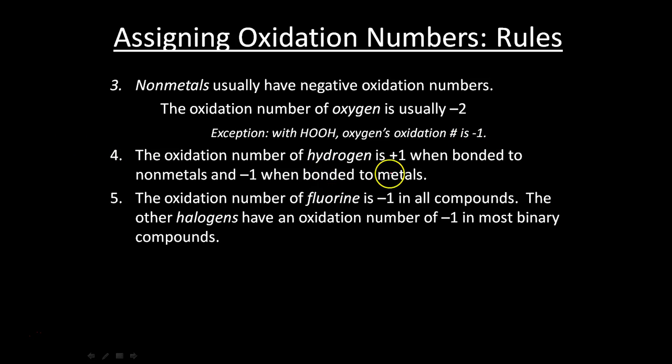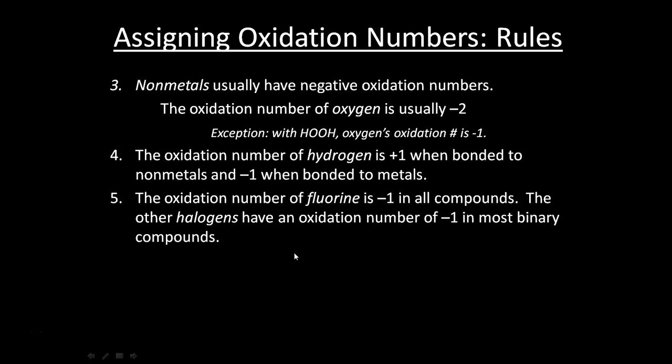The oxidation number of hydrogen is +1 when bonded to a nonmetal and -1 when bonded to a metal. The metal itself is obviously going to be the cation when bonded, so the hydrogen would have a -1 charge. But in other cases, when hydrogen is bonded to nonmetals, we call those hydrogens +1. The oxidation number of fluorine is -1. The other halogens have oxidation numbers of -1 in most binary compounds, but fluorine will always be -1.